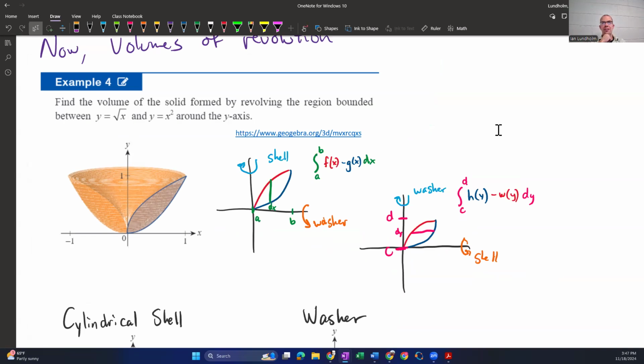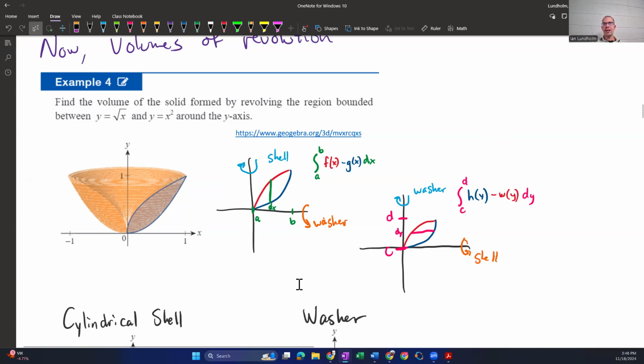If we're rotating around this way and our line segment is parallel to that axis of rotation, we're making a shell. If we were to rotate this way around the x-axis, then we would be making washers. For this orientation, if we set up our line segment horizontally and we rotate around the y-axis, we're making washers. If we were to rotate around the x-axis, we'd be making shells.